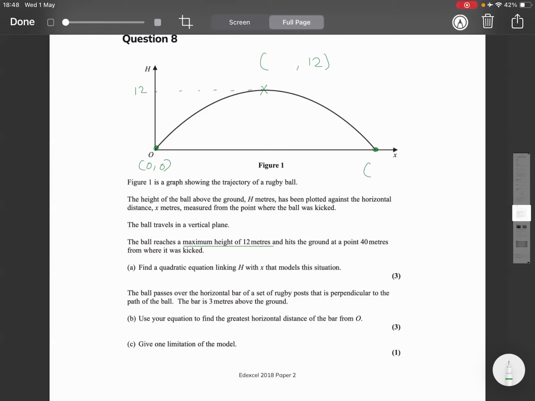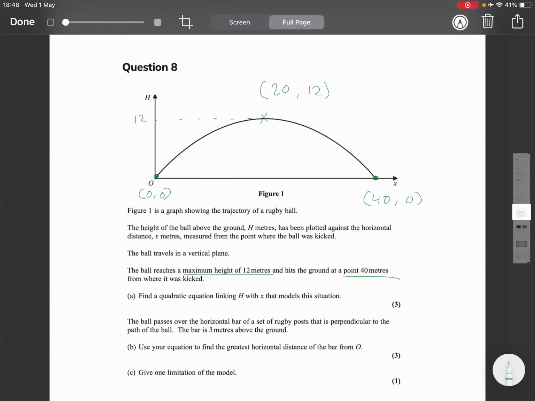And what's the coordinate of this one over here? So we have to look for 40 meters. So what would the coordinate be? 40, comma 0. So that'd be 20, 12. Yes, exactly. This is 20, comma 12 because it's halfway. And quadratics are always symmetrical. You learn that in projectiles in mechanics and in pure and quadratics.